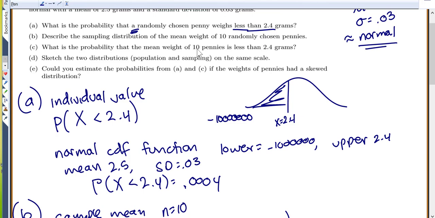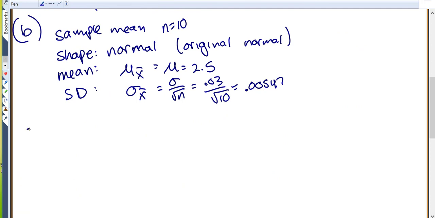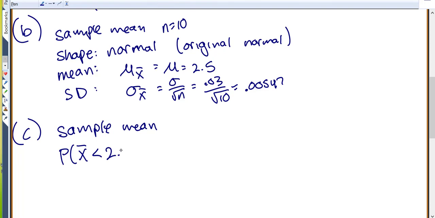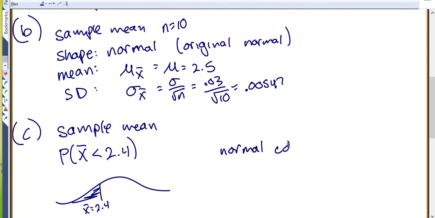Now C asks, what's the probability that your average weight of 10 pennies is less than 2.4 grams? Notice again, we're talking about our sample mean. We want the probability that our sample mean is less than 2.4. So again, we'll do the same thing. Here's my 2.4, that's my sample mean, x bar equals 2.4. We want the area to the left. Everything is almost exactly the same as up above. We'll use our normal CDF function. That's what we always use to find areas or probabilities if it's a normal distribution.